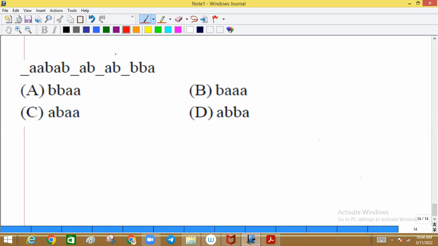Okay. Total how many letters? 16. Obviously 16 means simply I can divide. First I will check with 4 into 4. So I will divide into 4 letter blocks.